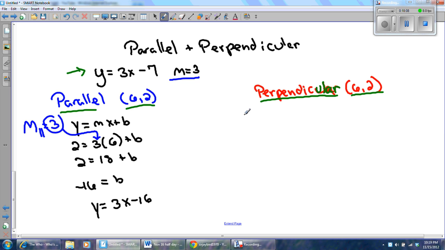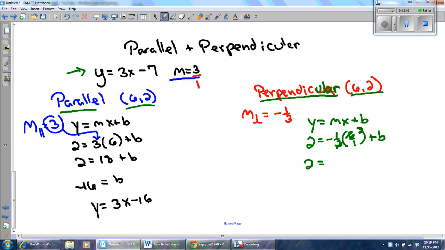For the perpendicular one, if my original slope is 3, my perpendicular slope is going to be negative 1/3. Flip the fraction, 3 over 1, and change the sign. But now I'm going to do the same thing I did before. I've got y equals mx plus b. I'm going to put 2 in for y, negative 1/3 in for m. My x is going to be 6 over 1, and then I'm going to add b. 3 is going to go into 6 2 times. I'm going to get 2 equals negative 2 plus b. Add 2 to both sides. b is going to equal 4.